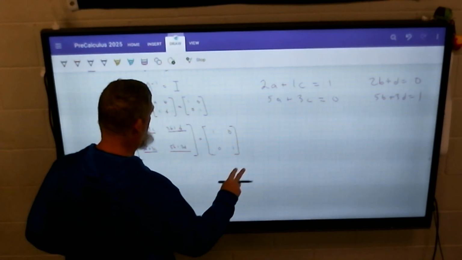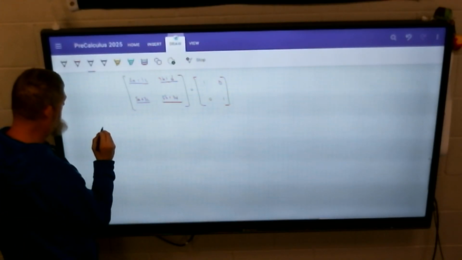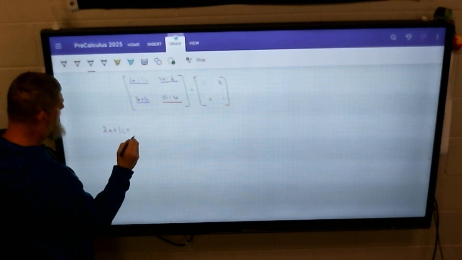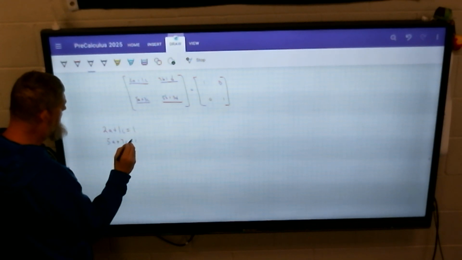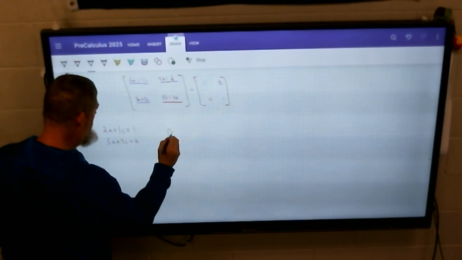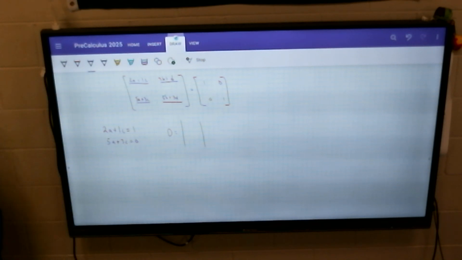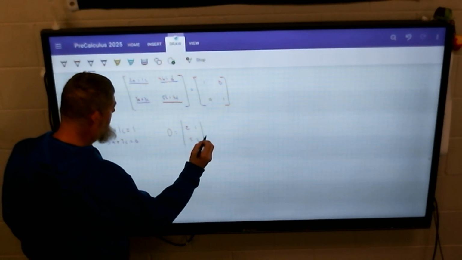Alright, so let's use Cramer's rule. We have 2A plus 1C equals 1, 5A plus 3C equals 0. So what is D going to be equal to? What numbers do I put in for D? 2, 1, 5, 3. Alright, and someone tell me, what is that determinant?